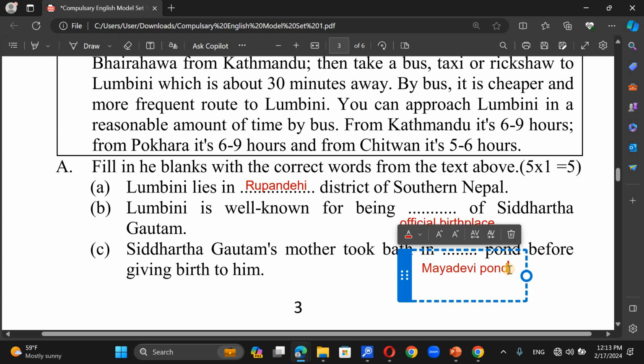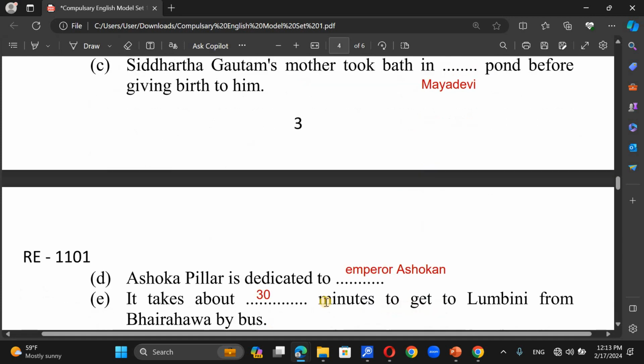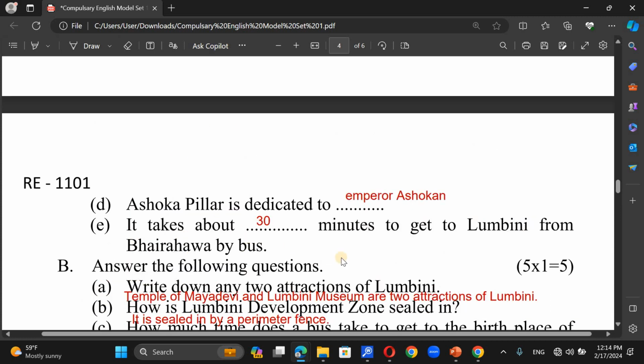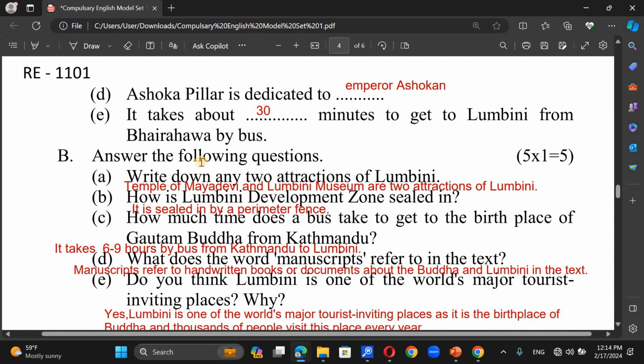Next, Siddhartha Gautama's mother took a bath in Mayadevi pond before giving birth to him. Next, Ashoka pillar is dedicated to Emperor Ashoka. Now, next one. It takes about 30 minutes to get to Lumbini from Bhairahawa by bus. Next is answer the following questions.